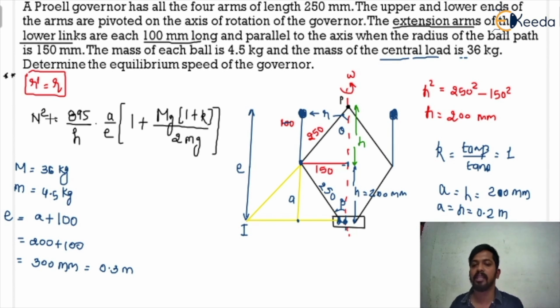It is not said in the question that the radius of rotation of the flyball is equal to the radius of the governor, but you have to check it, because in the question it is indirectly given that the extension of the lower link is parallel to the axis. Using this statement you can apply r dash is equal to r. Okay, you should remember what the meaning of this statement is, parallel to the axis.